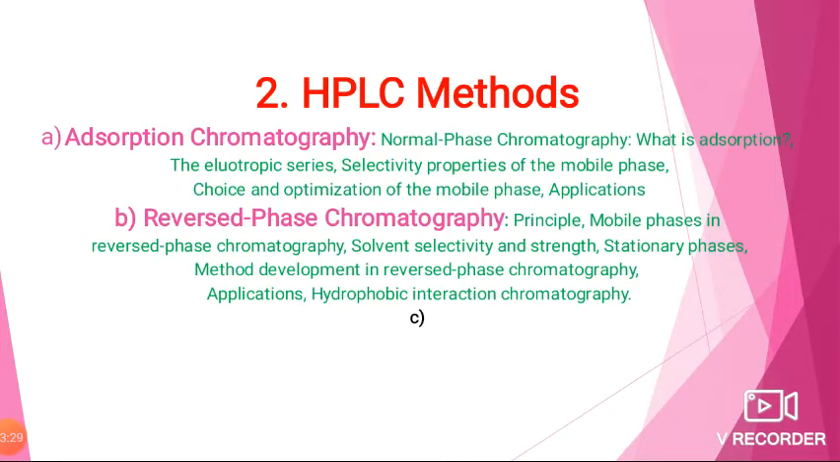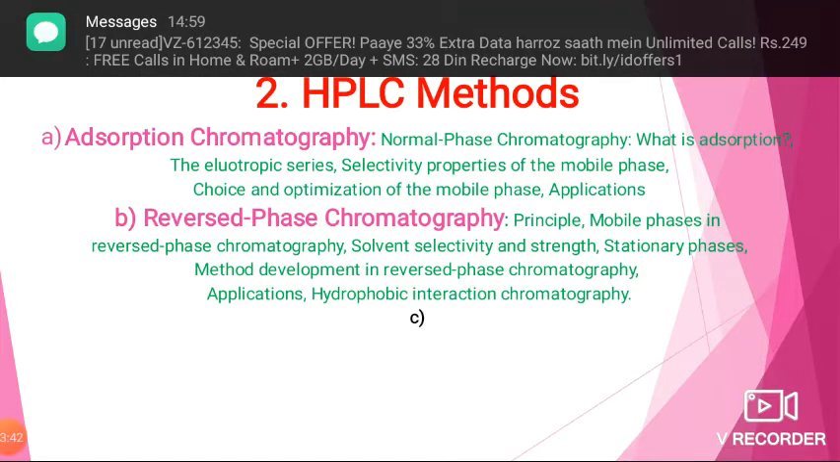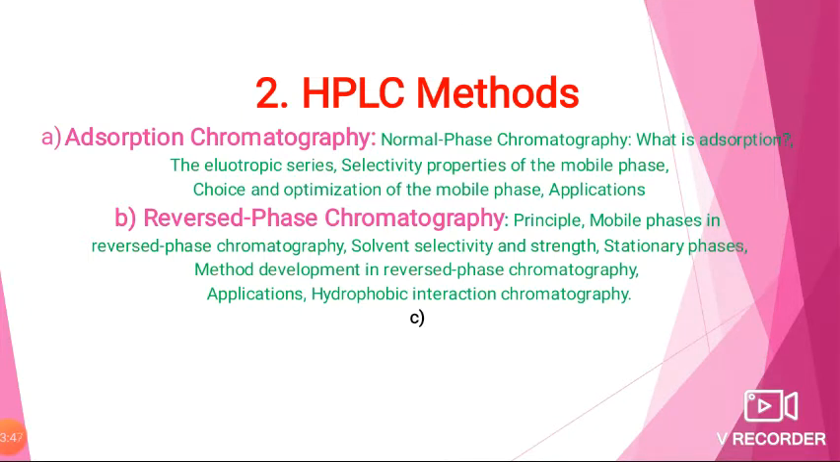Now the second chapter is the HPLC methods. Which HPLC methods are used is also seen in that chapter. The first HPLC method is adsorption chromatography. The second is reverse phase chromatography. Let's see one by one.